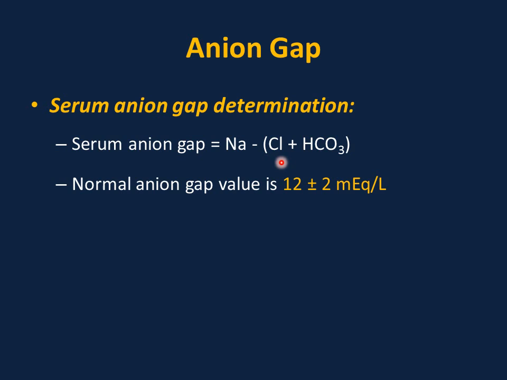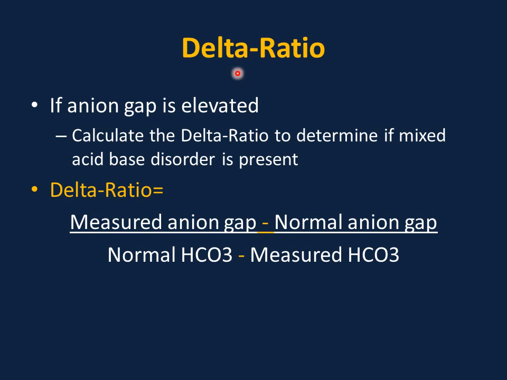Sodium minus chloride plus bicarb. The normal anion gap is 12 plus or minus 2. So again, sodium minus chloride plus bicarb, and the normal value is 12 plus or minus 2. It is very important to know how to calculate the delta ratio.